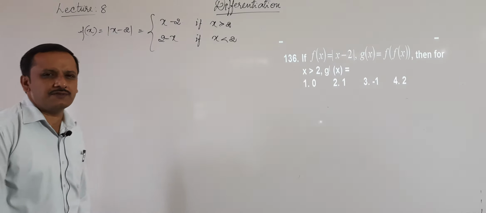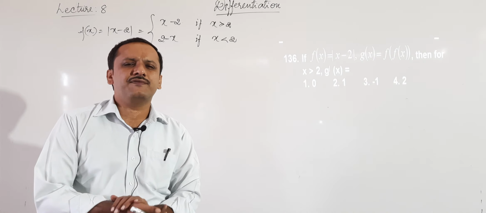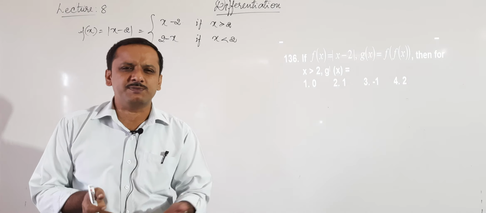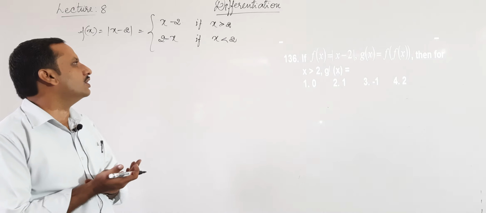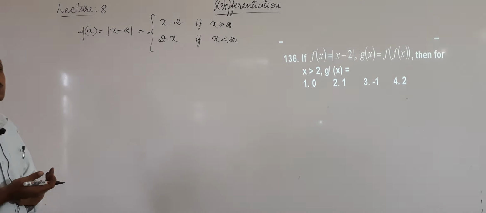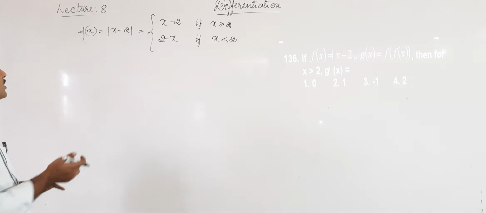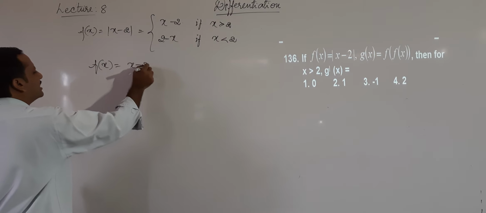Okay, this is how it is defined. Mod x is equal to x if x is positive and minus x if x is negative. So mod x minus 2 is equal to x minus 2 if x minus 2 is positive. X minus 2 is positive means x is greater than or equal to 2, and it is 2 minus x when x is less than 2. But here it is given that x is greater than 2. Therefore, I can directly write f of x is equal to x minus 2.